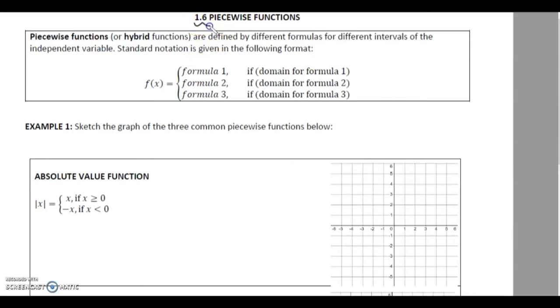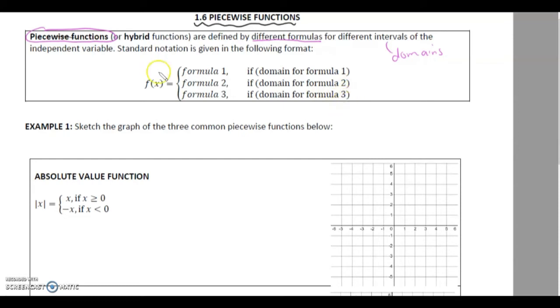Okay, 1.6 piecewise functions. So what is a piecewise function? These are also called hybrid functions. I'm going to be calling them piecewise functions, and they're defined by different formulas for different intervals, aka domains, of the independent variable. Standard notation is given in the following format.